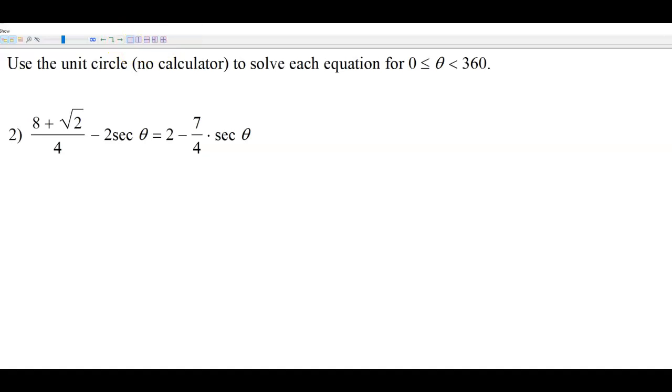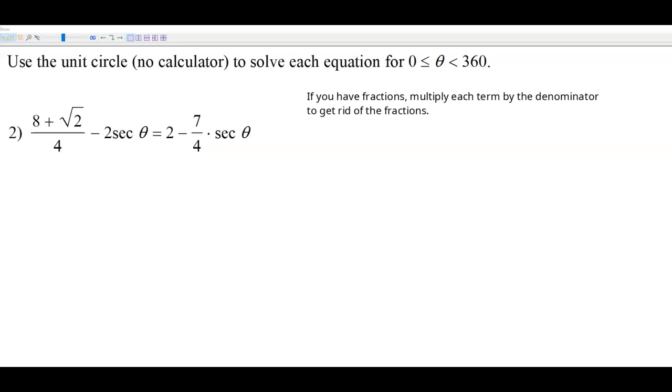Number 2. This looks really ugly, so bear with me here. I'll show you guys the steps. The first thing you want to do if you have fractions is get rid of the fraction by multiplying everything by the denominator. You may want to take a moment and write that down on your notes. But if you have fractions, multiply every term by the denominator in order to get rid of the denominator.